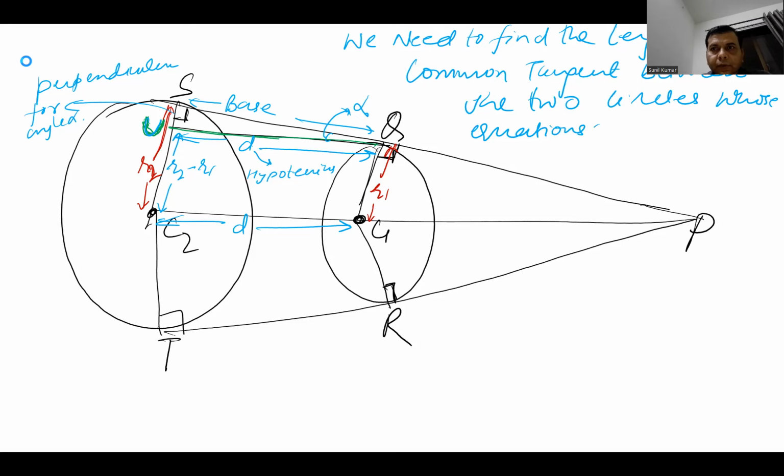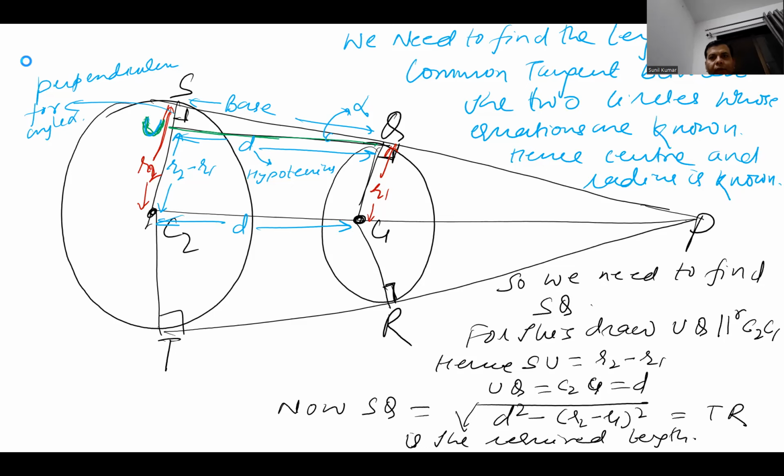So you can see, we need to find the length of the common tangent between the two circles whose equations are given. Now, what does it mean? Equations are given. It means you know the center and radius of the two circles. Okay. Now see what we need to calculate. We need to calculate SQ. So for that, what we will do?